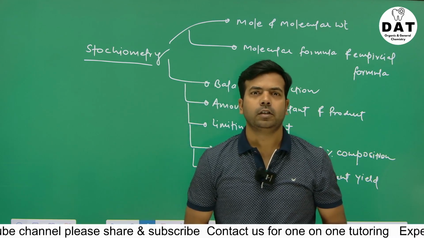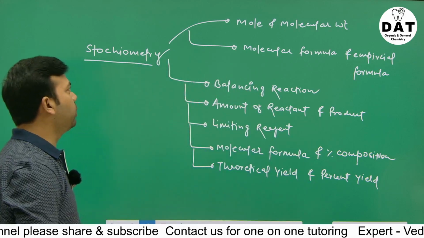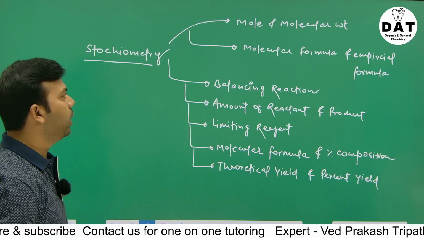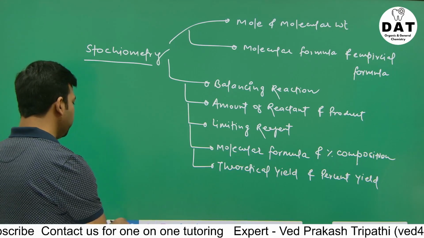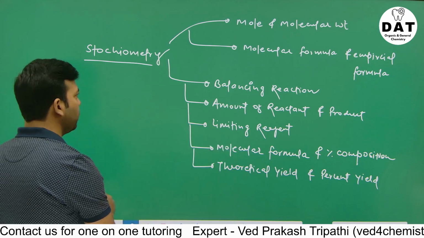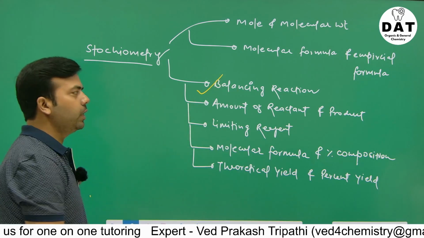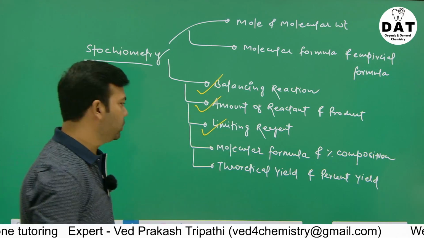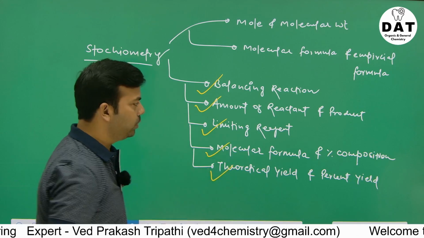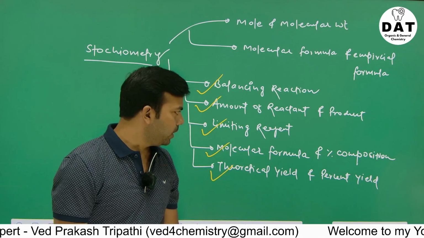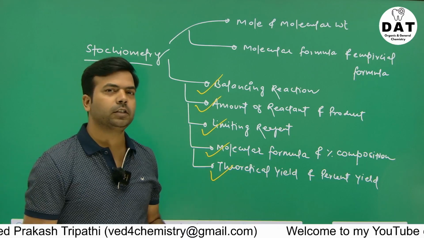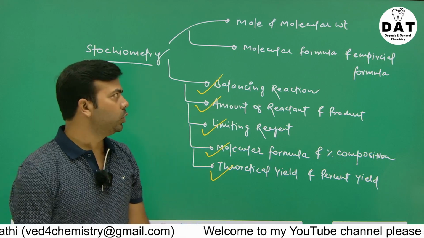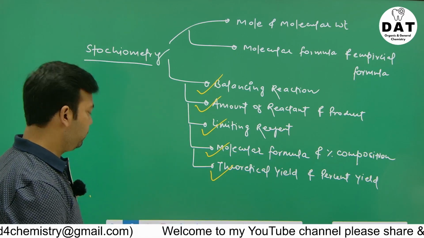This is very important as well as complex. So in this chapter we are going to cover these things: the mole and molecular weight, the very first thing, and then molecular formula and empirical formula, and after that we will discuss the balancing equations and amount of reactant and product, the limiting reagent, molecular formula and percent composition, and theoretical and percent yield as well. So we are going to cover all these things in this chapter, and I will discuss all the topics in a very different way, very easy way, and very tricky way. Okay, so let's start with the mole and molecular weight.